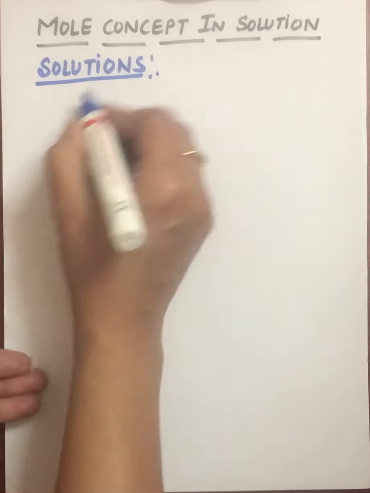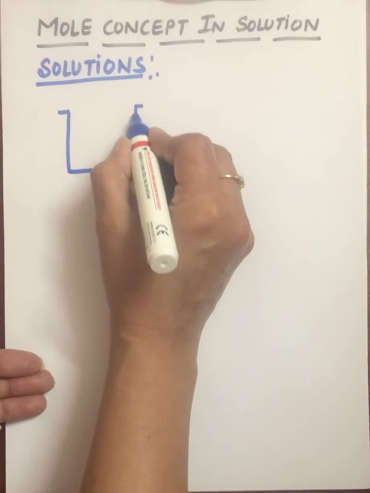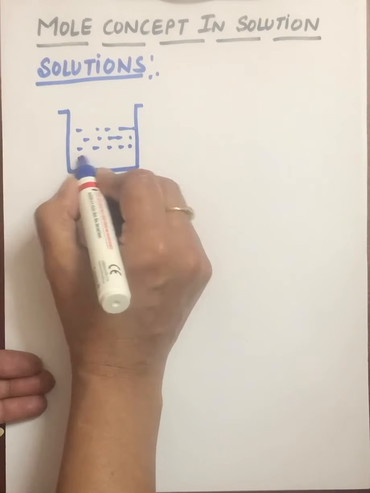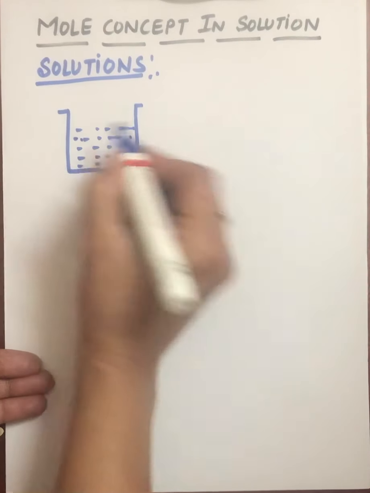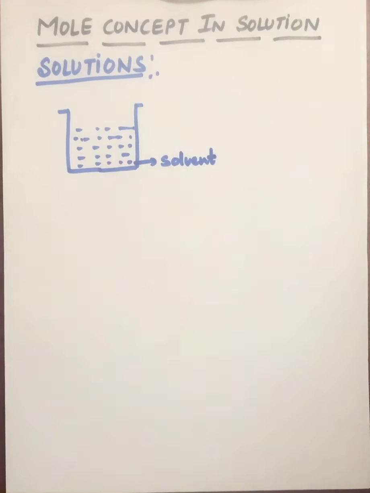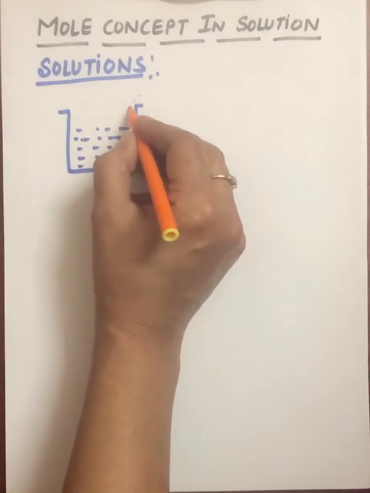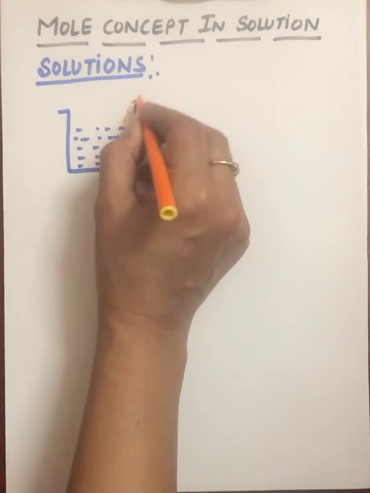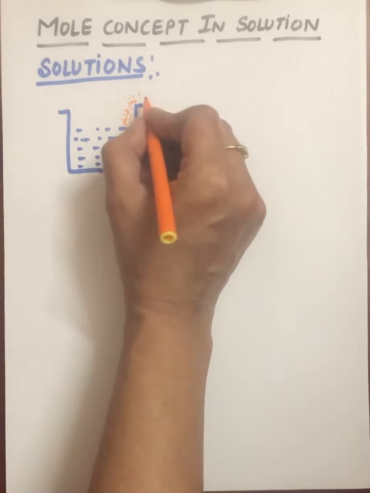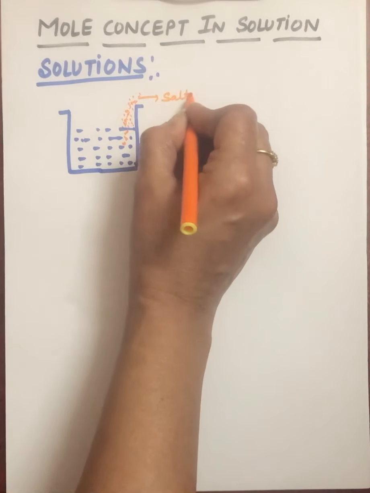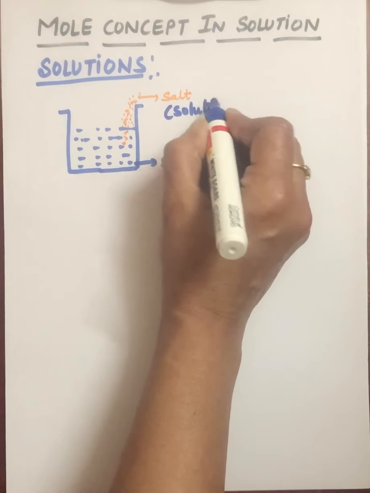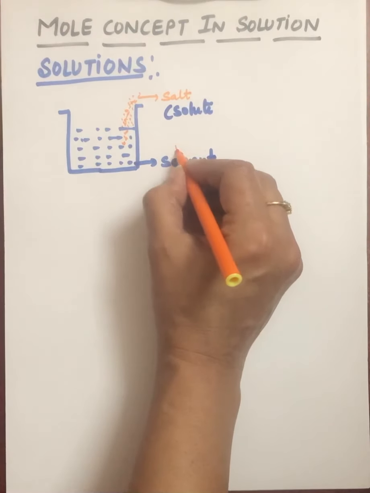To understand a solution, let's say we are taking some solvent in a beaker. Any kind of solvent, water, alcohol, benzene, we can take. This is a liquid that we are calling a solvent. And now to this we are adding some salt, like NaCl, calcium chloride, any kind of salt. This salt we are calling a solute. And let's say the solvent is water here.